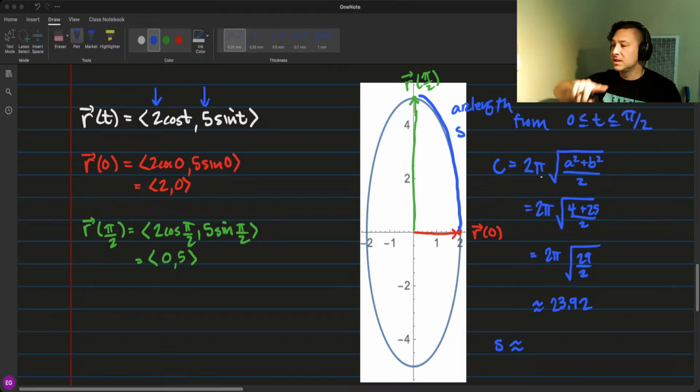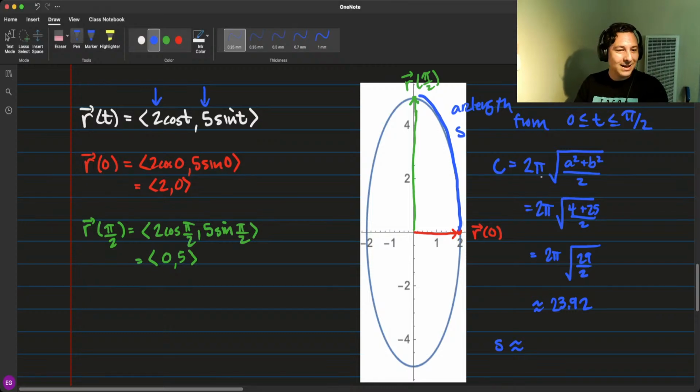If the circumference is 23.92, approximately what's the arc length from t equals 0 to t equals pi over 2? Yeah, exactly. That divided by 4, which is about 5.98, I think. Right, which is basically 6.